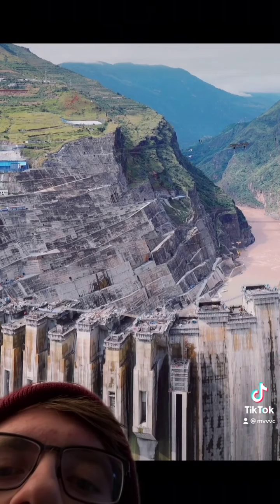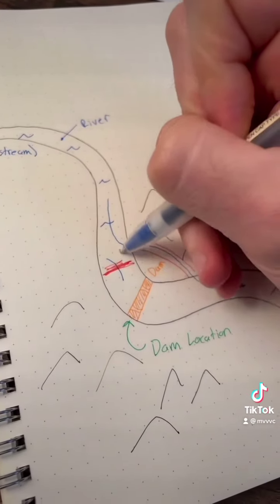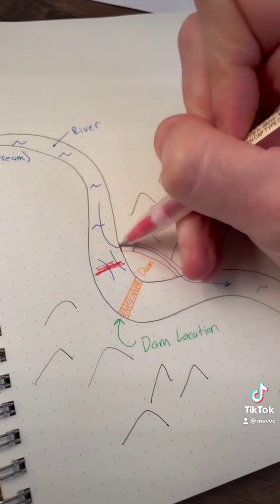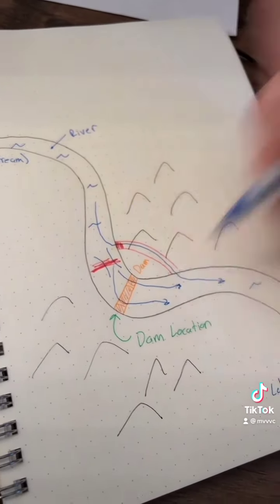Now that there's little to no water, you can construct the dam. Then once the dam is done, this temporary dam is opened back up. The tunnel is then closed. And then now the water can flow through the dam and then return downstream.